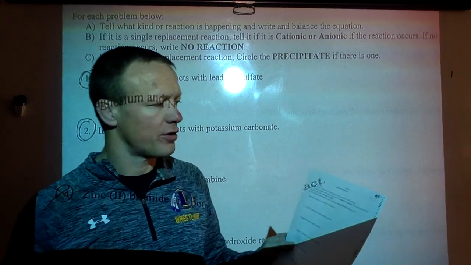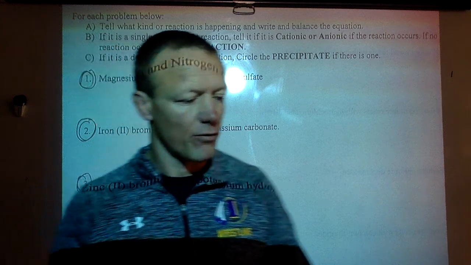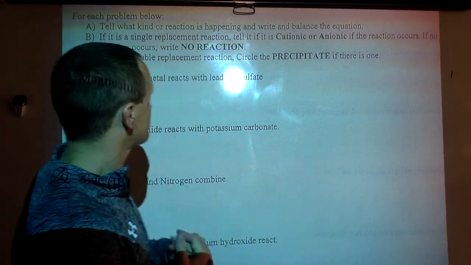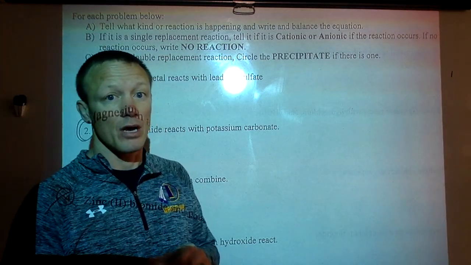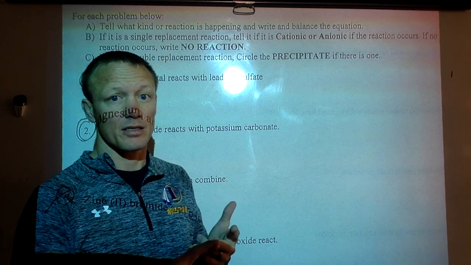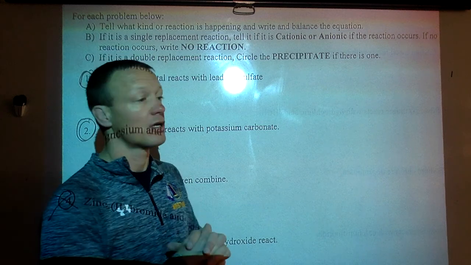Here's a few reactions over your types of reactions review sheet for your chemical reactions test. Looking at the directions up here, first thing I do is tell the type of reaction. So you got single replacement, double replacement, synthesis, decomposition, combustion. So those are your 5 types of reactions.